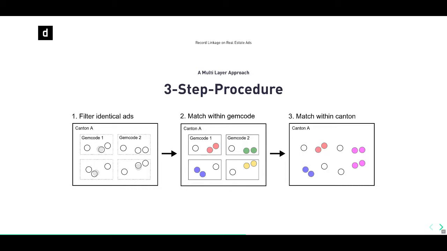And then once we filtered out the identical parts there and linked the ones that describe the same object, we can move one layer higher and compare within the canton in Switzerland. This is the next political structure you have, and then in the very end you can also compare within the entire country and see whether you find any ads that have been intentionally or unintentionally placed in the wrong location.